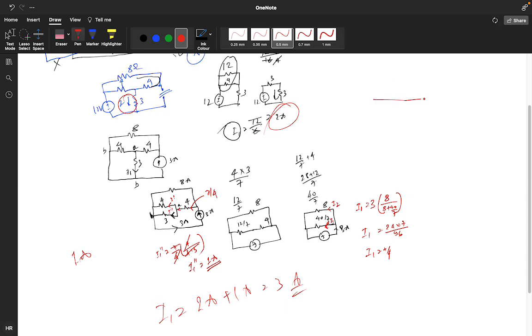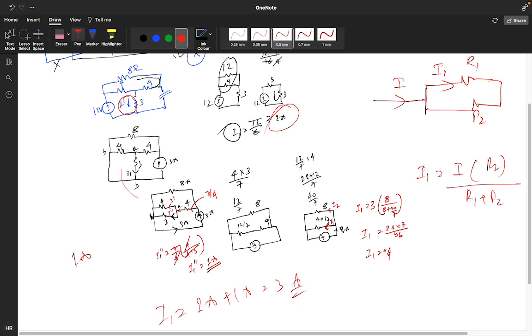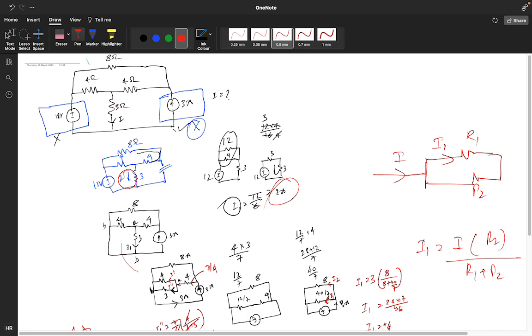Always remember the current division rule I taught you. If this particular resistance is R1 and this is R2, and you want to find the current in this, I1 will be the overall current multiplied with the opposite branch resistance divided by the overall resistance, R1 plus R2. So I use the same concept. I just redrew this circuit like this. We have to find the overall current in this 3 ohm resistance branch.